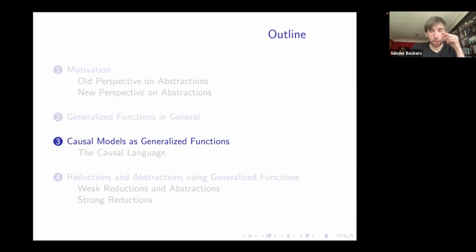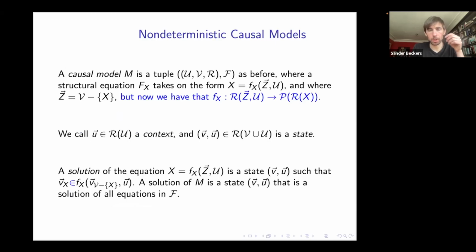Now, why do we go through all this trouble? To make very precise that causal models simply are generalized functions. And how does that work? Well, the starting point is this idea of these multi-valued functions. We're going to take those for defining our equations. So a non-deterministic causal model is going to be exactly as before, except that the function in each equation is going to be a multi-valued function. And then we're going to do everything as we did for deterministic models.